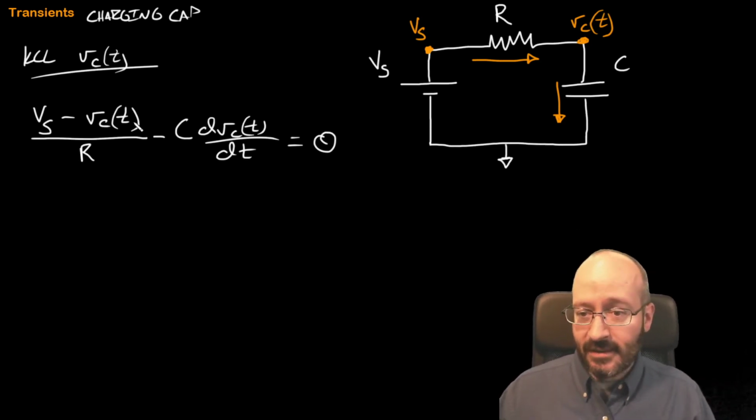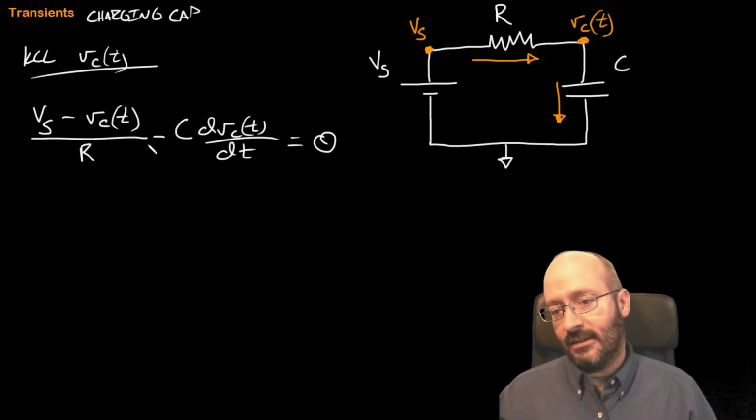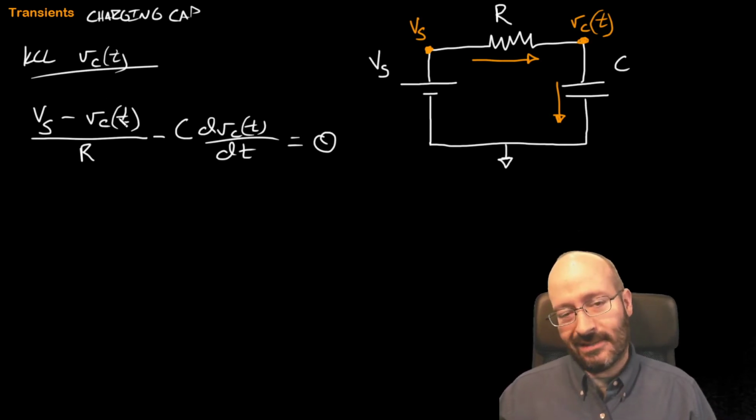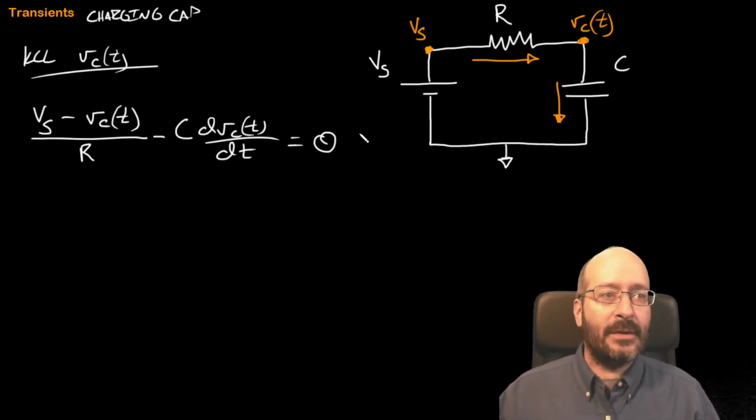We need to find some expression for VC of T that makes this all be true. Okay, so if I took the derivative of it and multiplied it by C and subtracted that from all of this stuff, it needs to all work out to 0. So how do we find that?